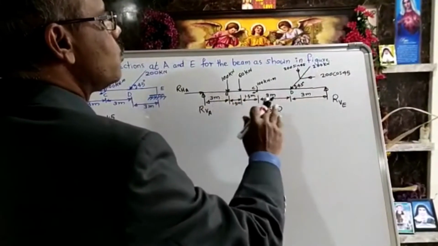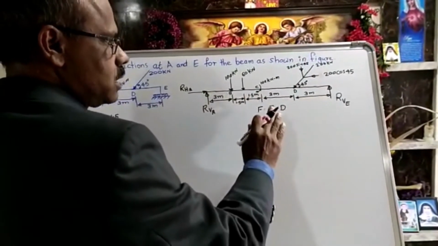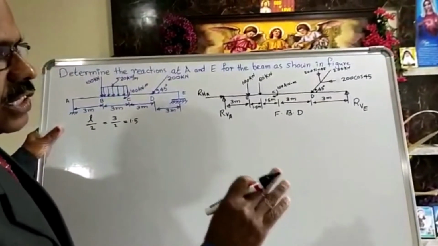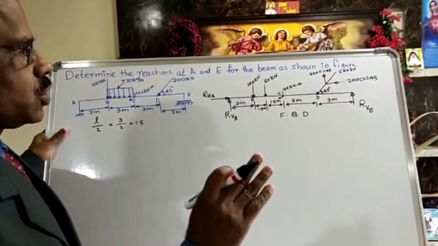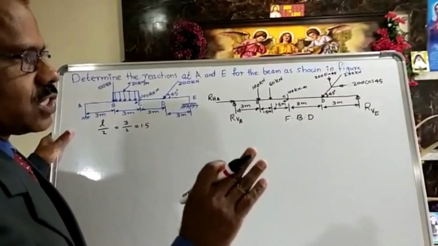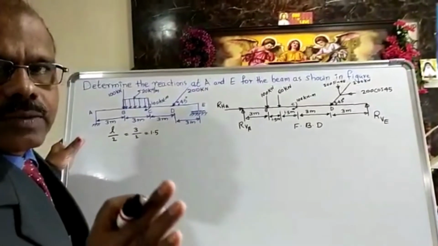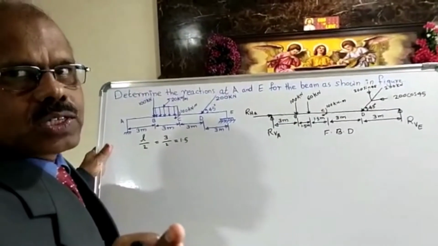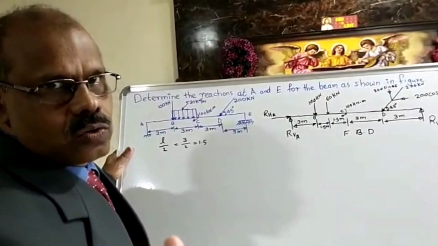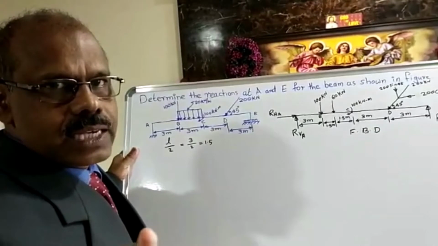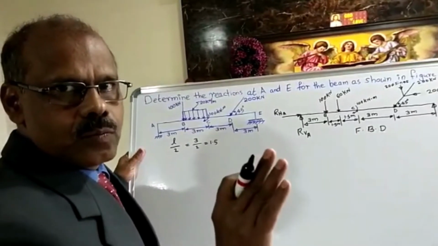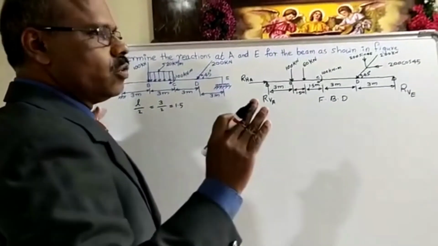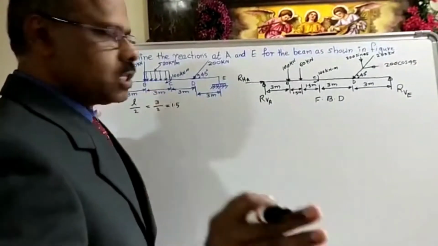Now let us come to the solution. For a statically determinate structure, there are 3 equations. One equation is sigma Fx equal to 0, another one is sigma Fy equal to 0, and another one is sigma M about some point equal to 0. By using these static equations, we can solve this given problem. Now first of all, I am going to apply sigma Fx equal to 0.